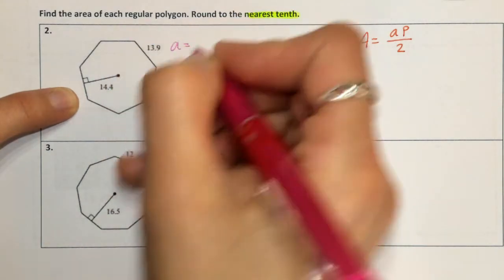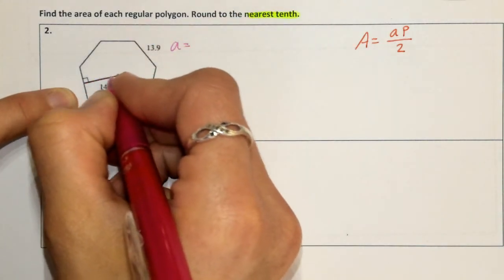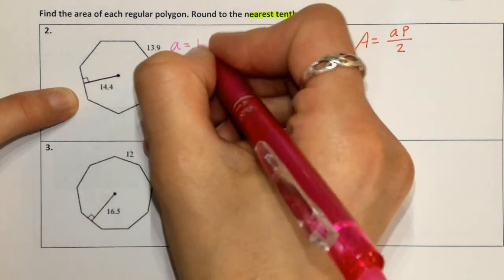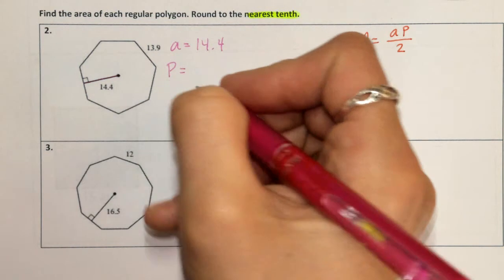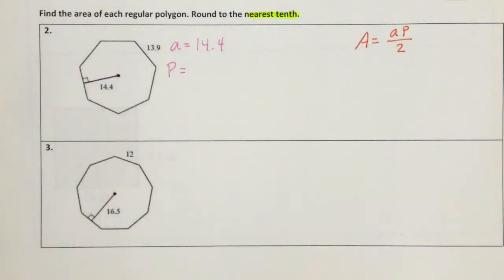Little a, simply given to us from the center perpendicular to a midpoint on the side. It's going to be 14.4. Your perimeter, we're going to take the number of sides and multiply it by, because it's a regular polygon, meaning all sides are equilateral. All sides are going to be equal.